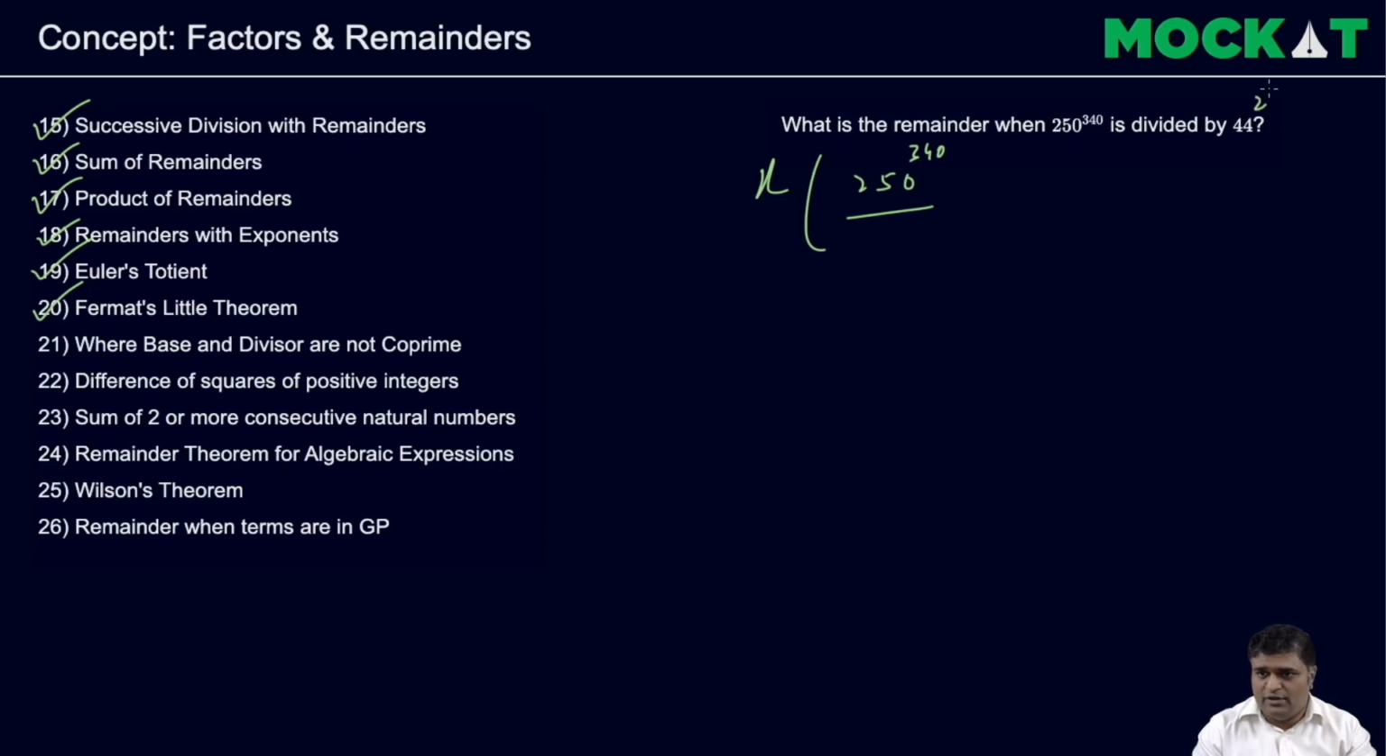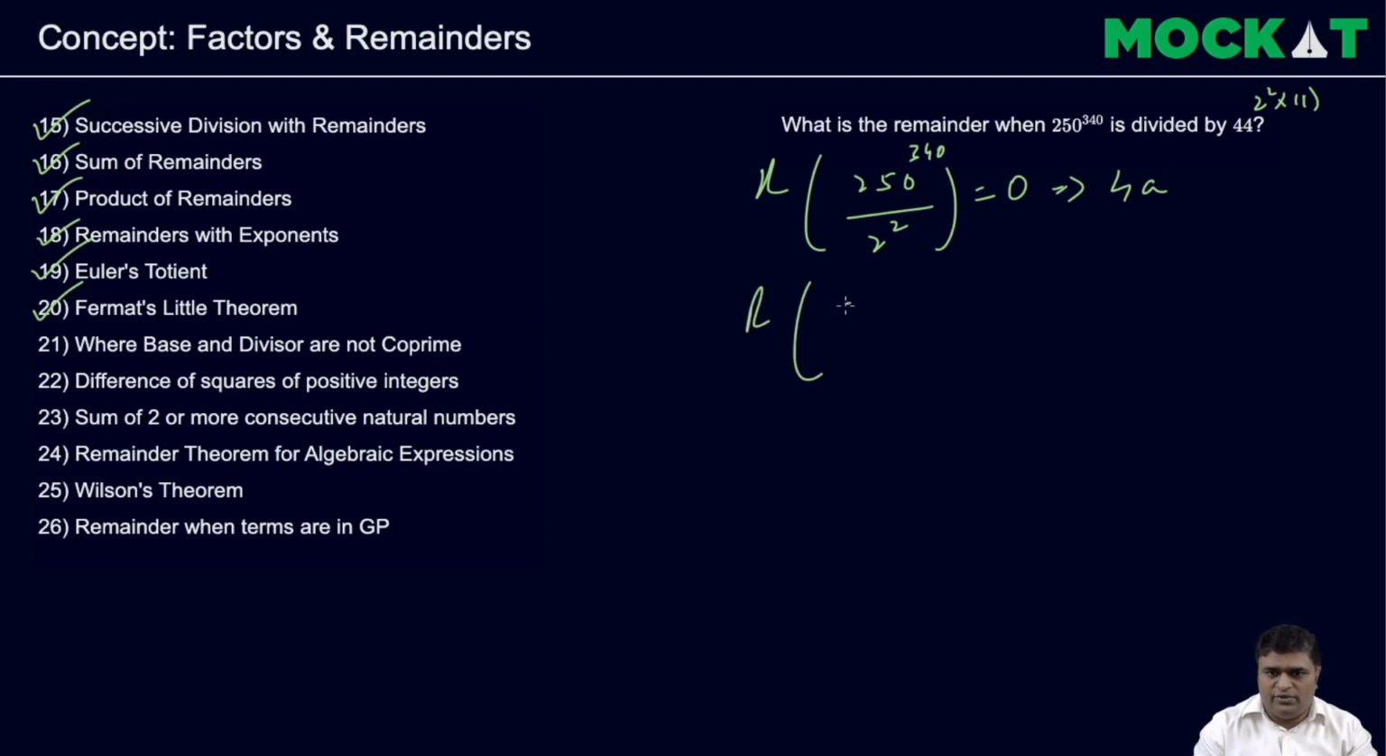44 is nothing but 2 square into 11, right? So divided by 2 square, see what your remainder is going to be. It's going to be 0 over here because 250 contains a 2 and 2 power 340 is going to be perfectly divisible by 2 square. So over here the number format is, when divided by 4, the remainder is 0. So 4a plus 0, or simply 4a, is the number format.